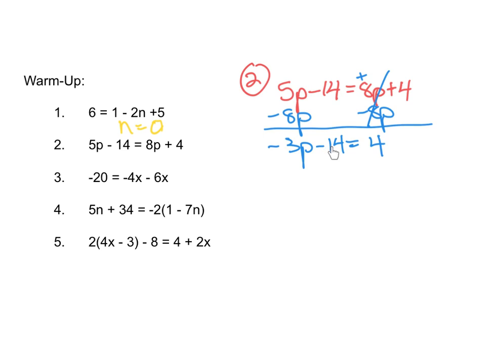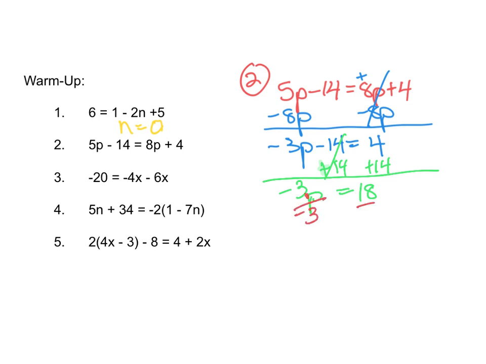Then the negative 14, it wants to be with the 4. So because it is subtract 14, we are going to add 14. So we have negative 3p equals, negative 14, go away, 4 plus 14 is 18.